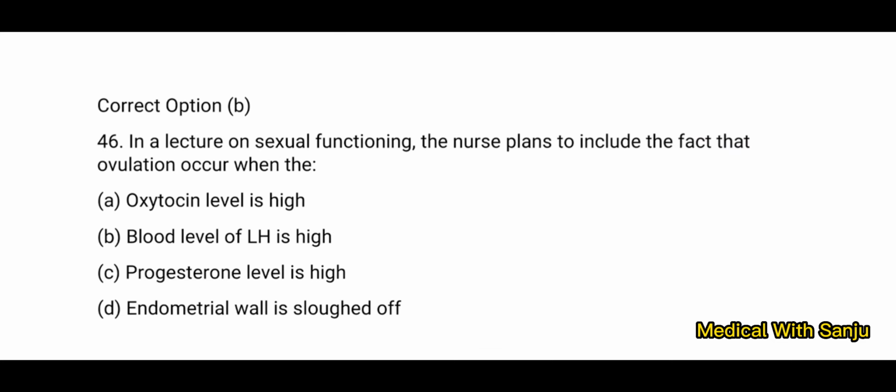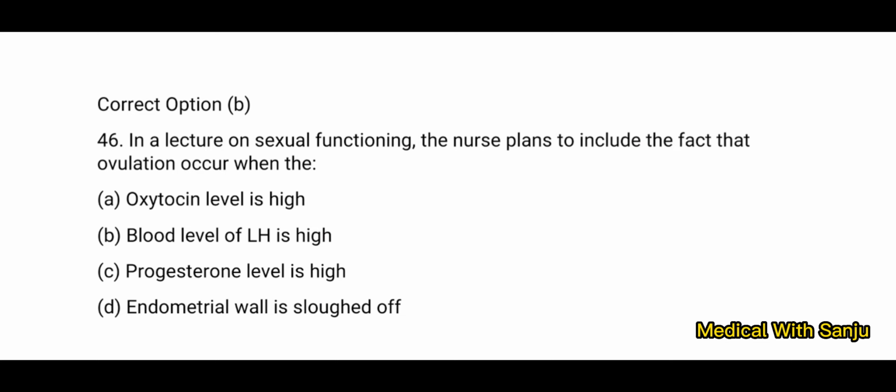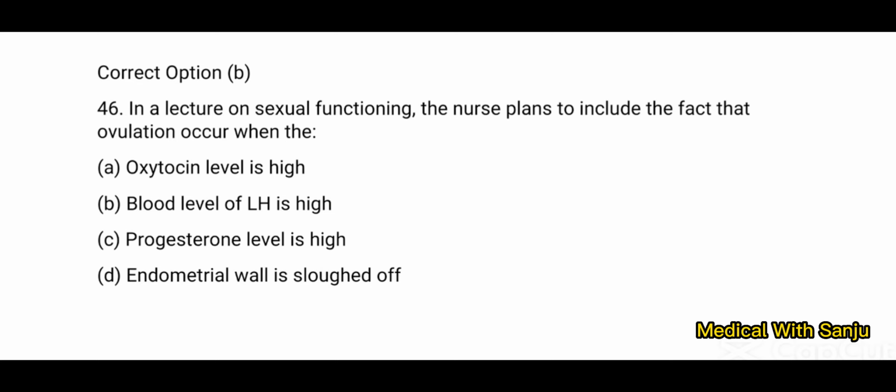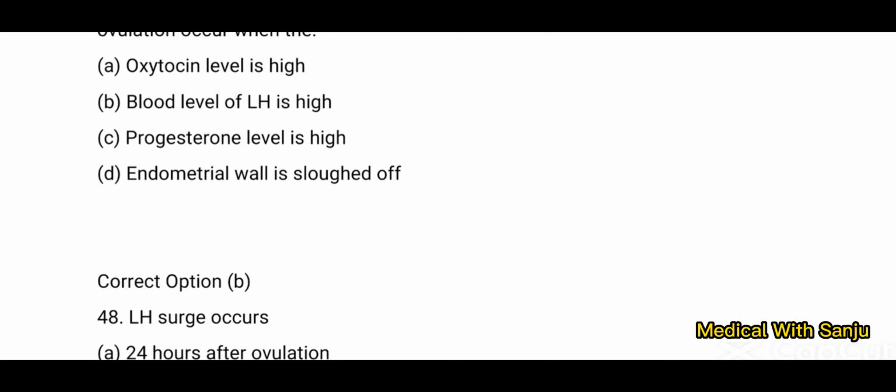Question number 46. In a lecture on sexual functioning, the nurse plans to include the fact that ovulation occurs when option A. Oxytocin level is high, option B. Blood level of LH is high, option C. Progesterone level is high, option D. Endometrial wall is sloughed off. Blood level of LH is high. Option B is right answer. It indicates ovulation. LH is essential for ovulation.